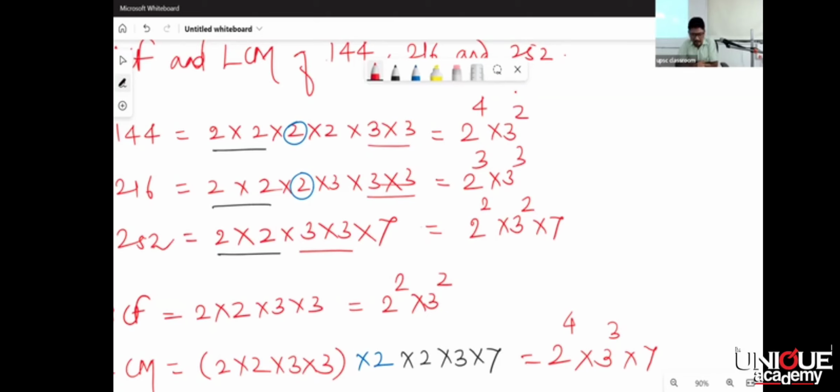So in other words, the powers of 2 and 3 in the given numbers are 2 and 3. So 2 is the power of 3 as well as 2 in the HCF. Why? Because these are the minimum. So to find the HCF of numbers in exponential form, take only the common base in all with minimum powers.